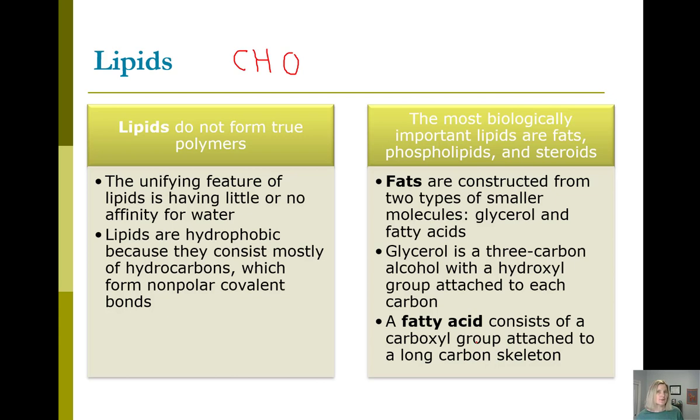And then a fatty acid consists of a carboxyl group. What was a carboxyl group again? A carbonyl and a hydroxyl. It's got that C that's double bonded to an O and then single bonded to an OH. So that would be attached to a long carbon skeleton. So we have the glycerol that has the functional group hydroxyl attached on one side, and then we have the fatty acid that has the carboxyl group attached. Okay, so those are those functional groups, remember? All right, so let's watch an animation on that.